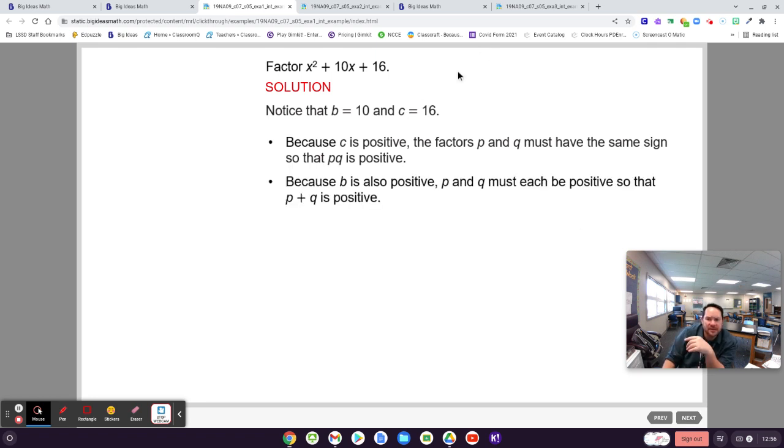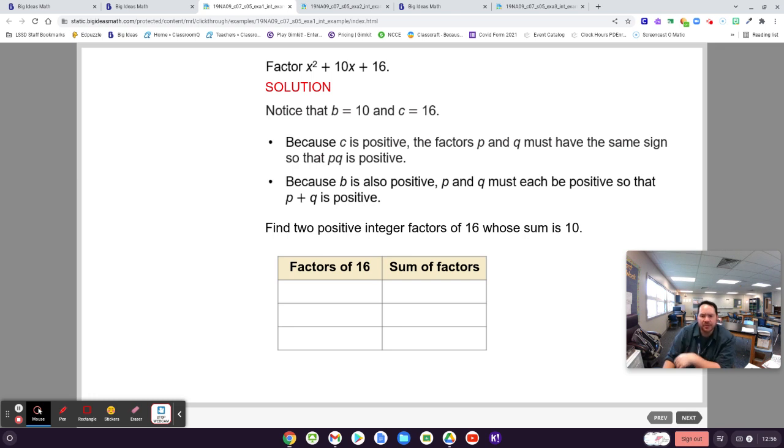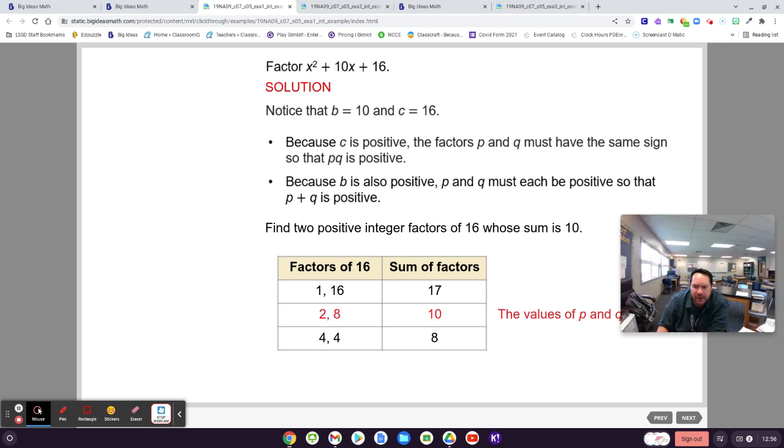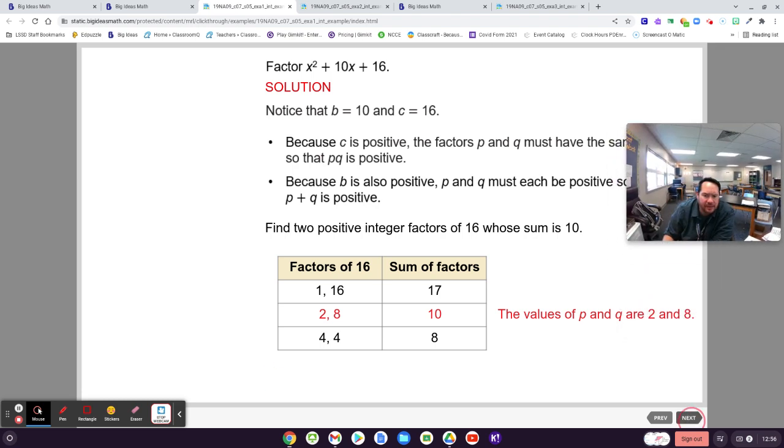So C is a positive number, so P and Q must have the same sign. They're either both going to be positive or both be negative. Because B here is also positive, that tells us that Q and P, the two missing values, are also positive numbers. So we need factors of 16, like 1 times 16, 2 times 8, 4 times 4. And then 2 and 8 are the ones that add up to 10. Therefore, P and Q are 2 and 8.